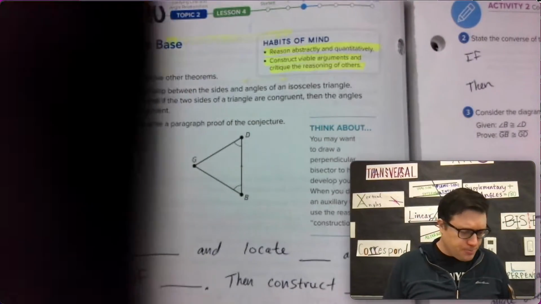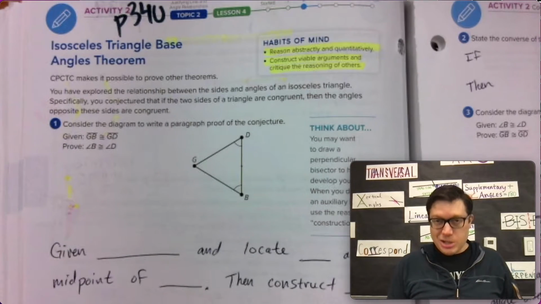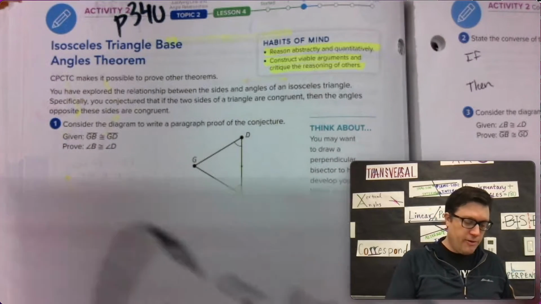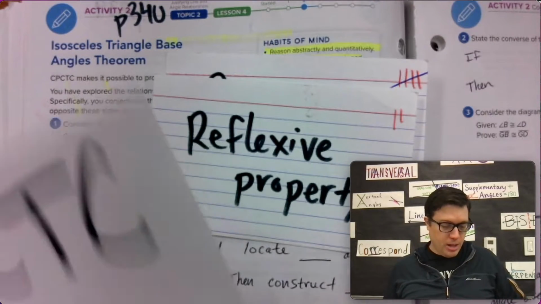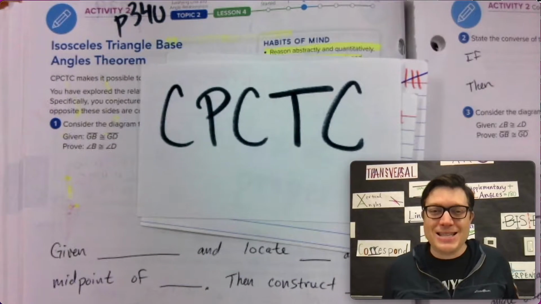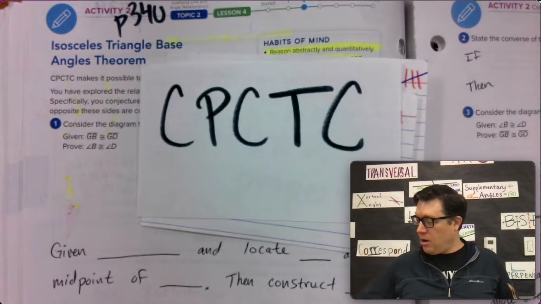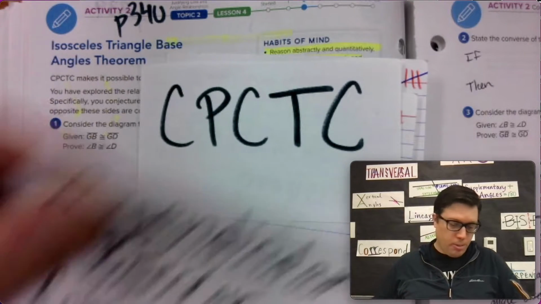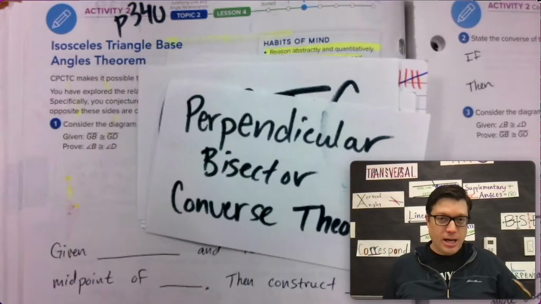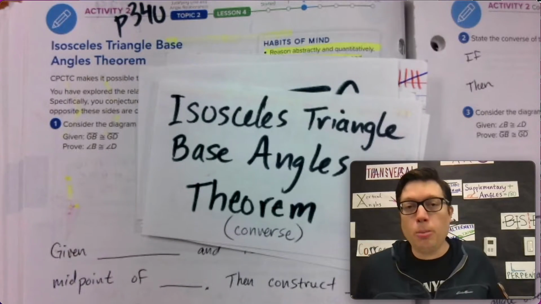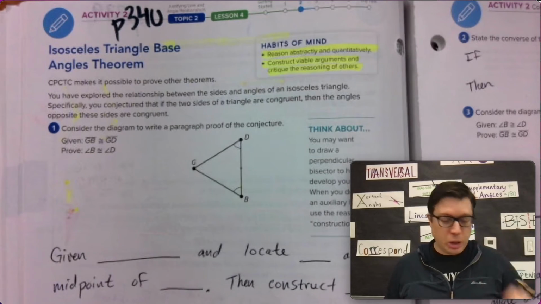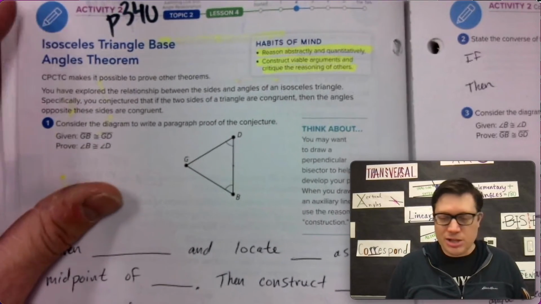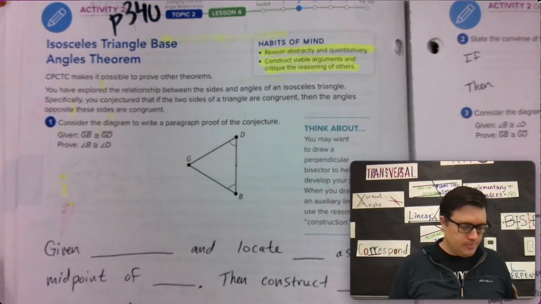Let's get into this one. I've got these note cards to use today too. I've got given, reflexive property, CPCTC, and I also have the perpendicular bisector converse theorem and the isosceles triangle base angles theorem. You should find those note cards out of your stack as well if you're following along and using that as a suggested study guide. Well done.